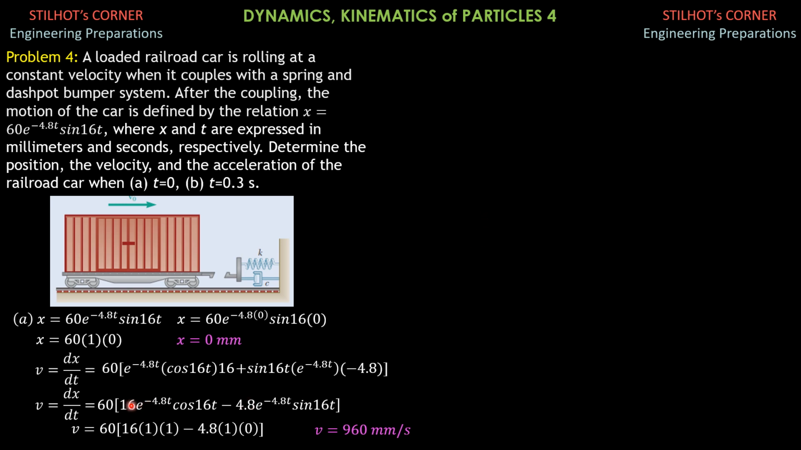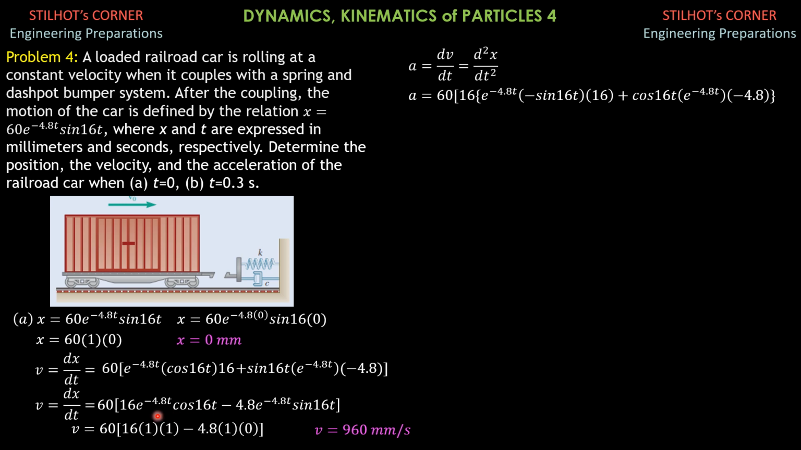Then for the acceleration, we're going to differentiate velocity with respect to time, or the second derivative of position with respect to time. So in this expression for v, 60 is already factored out. Then we factor out 16 also. So it is 60 times quantity 16 times first e to the negative 4.8t times negative sine 16t times 16 for the derivative of cosine 16t, plus second cosine 16t, derivative of e to the negative 4.8t is e to the negative 4.8t times negative 4.8.